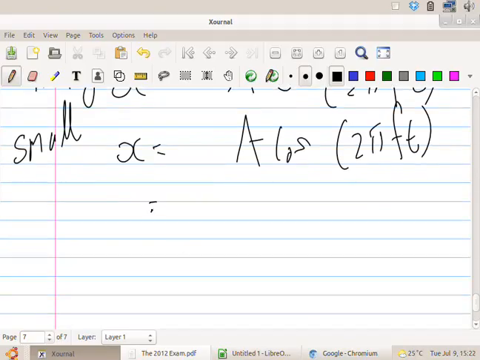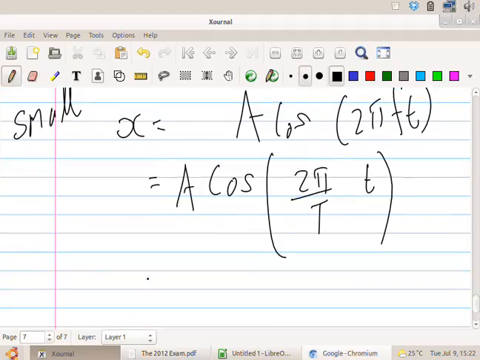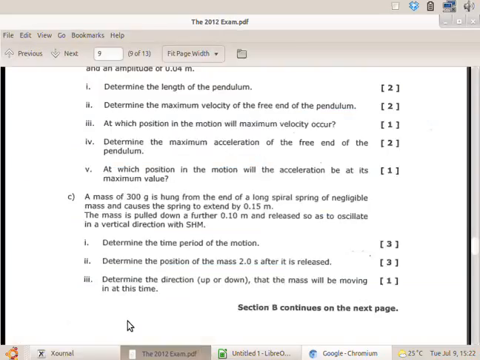I don't want to use my f, so what will I use instead of f? 1 over t. Okay, so let's fill in the information. What's the big A here? What does he say? 0.1. And what's the big T? Did we calculate the big T? I don't remember. No, we didn't.